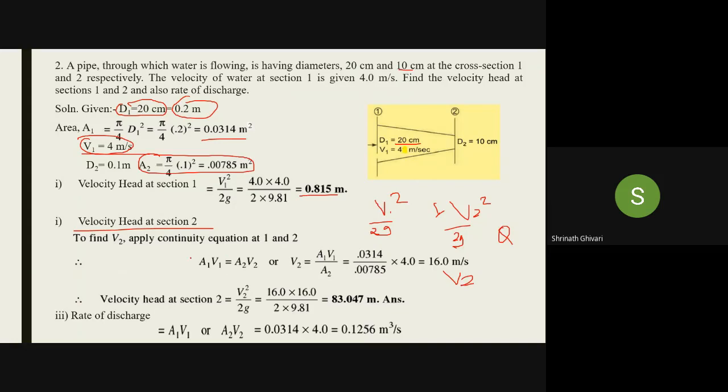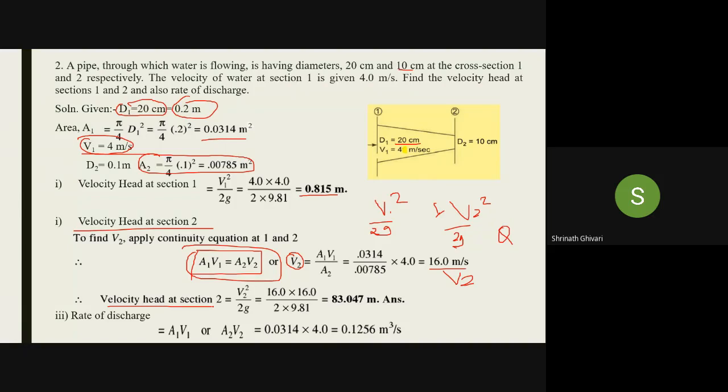So to calculate v2, we are using the equation a1 v1 equal to a2 v2. Okay, so which equation is this? Which is that continuity equation? So you have to apply the continuity equation so that you can find out the value of v2. Okay, that answer will be 16 meter per second. Okay, fine. Next, what is the velocity head at section 2?